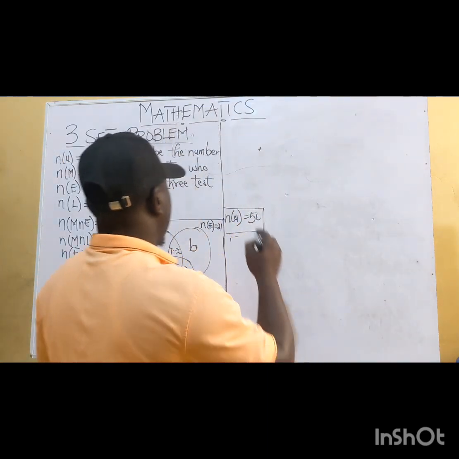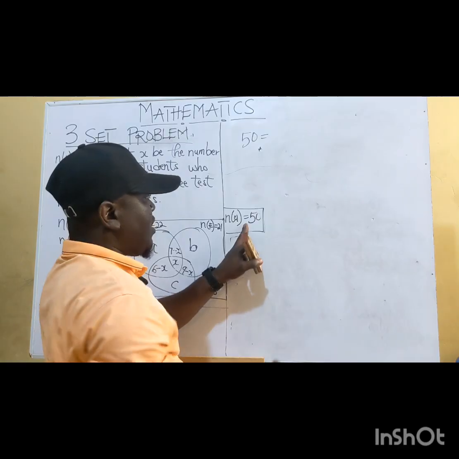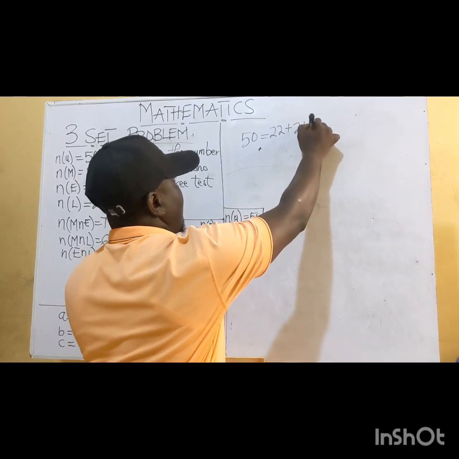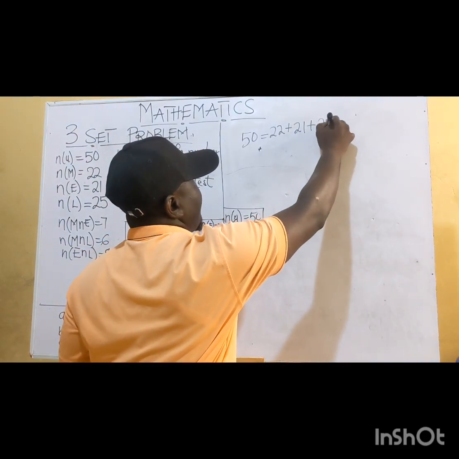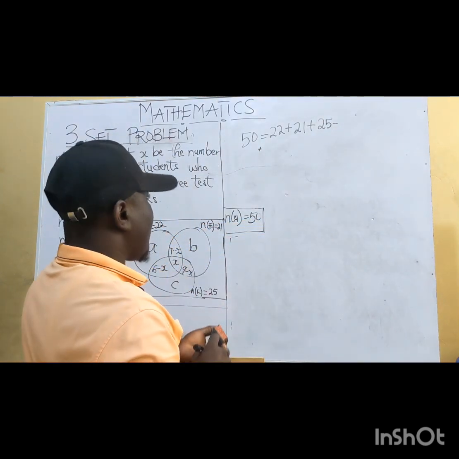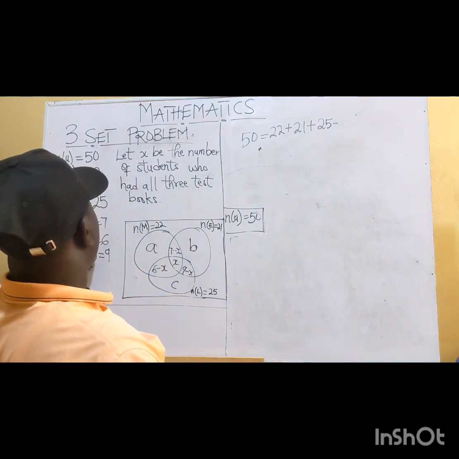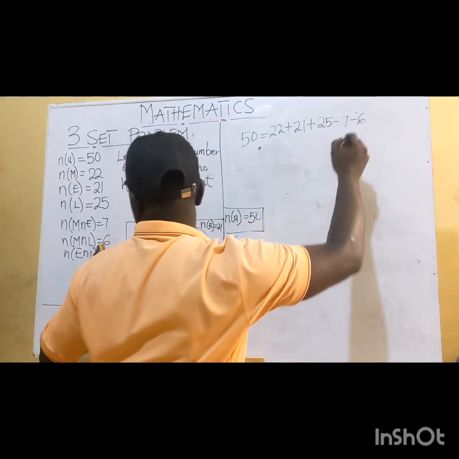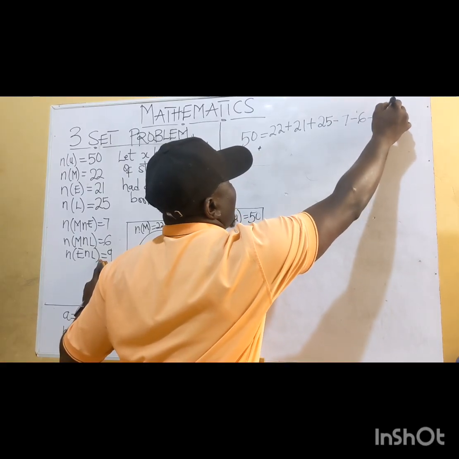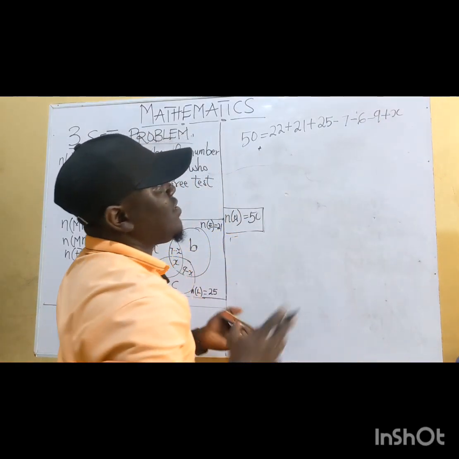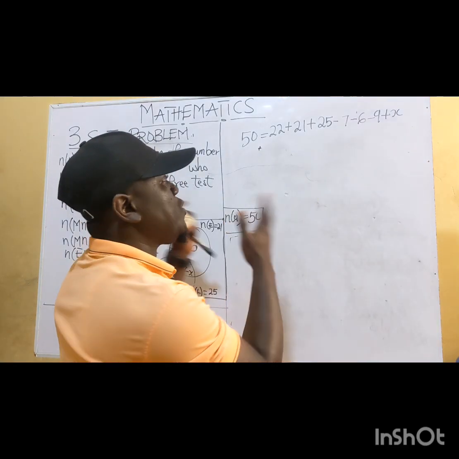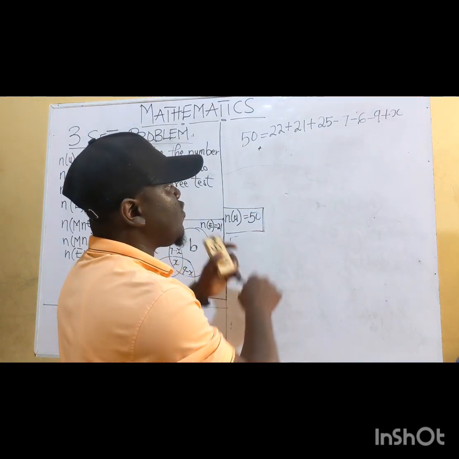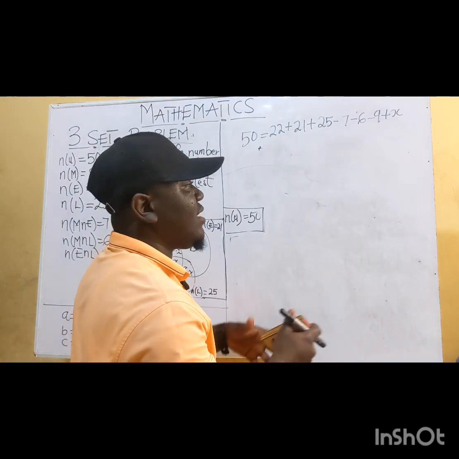Is that okay? Alright, so with that one, we are going to say 50, which is equal to our number of u, is equal to our number of m, which is 22, plus our number of e, which is 21, plus our number of l, which is 25, minus the intersection of the 2. Now, intersection of the 2, remember we are told that m intersection e was 7, m intersection l was 6, e intersection l was 9, and then plus the intersection of all the 3, which is x. So this is it. Okay, and then we solve for x. Now compare this to the first method we used, and you realize that this looks very simple, but the problem is how to understand how to apply the formula, and then you are good to go.